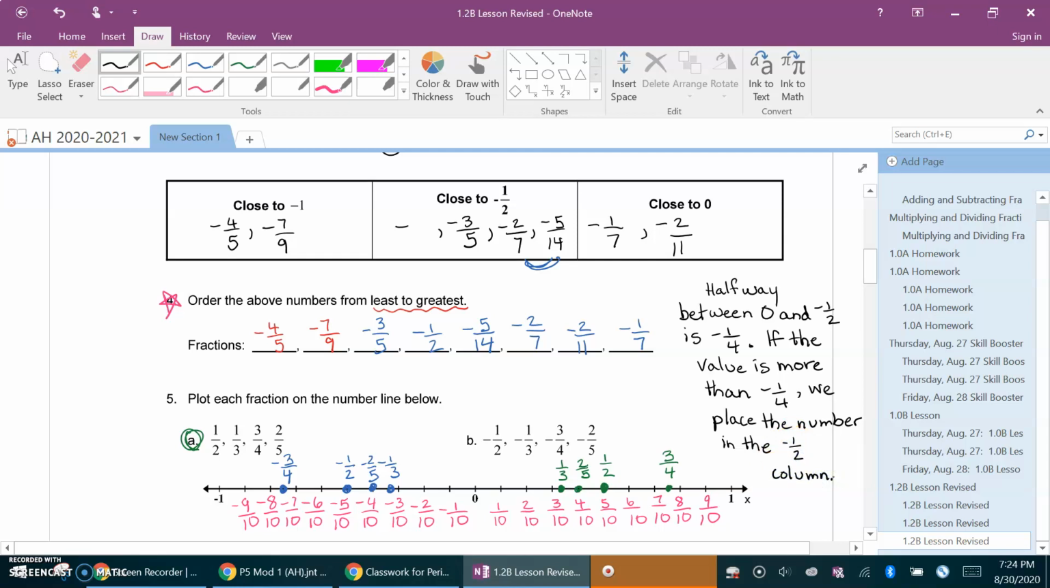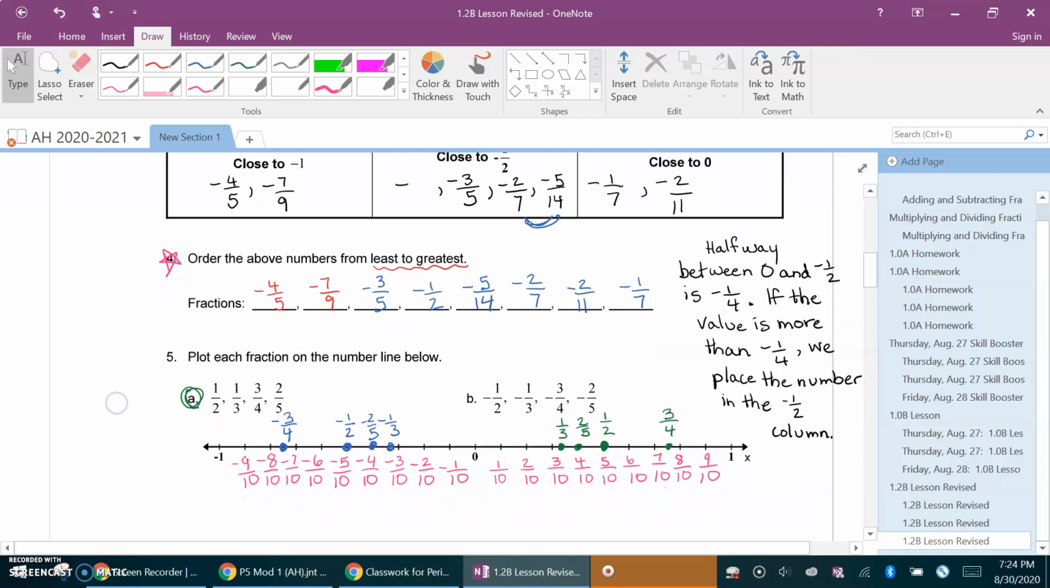Okay, so I'm just going to pause a minute because I know you're still writing, but halfway between the 0 and the -1/2 is -1/4. So if the value is more than -1/4, we place the number in the -1/2 column. And it looks like our -1/2 decided to disappear up there, so we're going to put it back in.